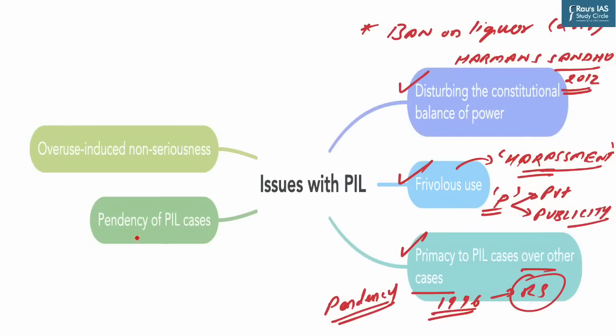Pendency is not limited to the general cases, but it also trickles down to pendency in PIL cases also. Several PIL cases are being dragged on for 2 to 3 years in courts. So the very objective of speedy justice has been defeated. Now, PIL should not be the first step in redressing all kinds of grievances, even if they involve public interest.